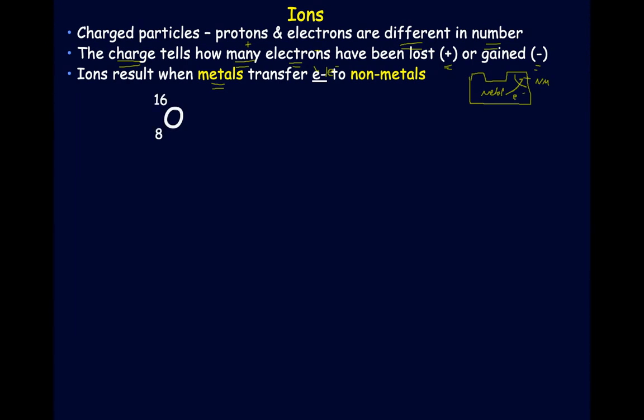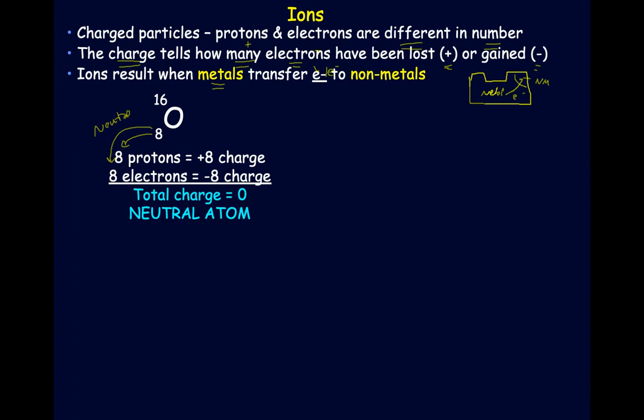So for example, let's just say I had the oxygen atom that has a 16 at the top, 8 at the bottom, and we're neutral. If that's the case, we know we have 8 protons, right? Because the 8 is the atomic number, which gives us an 8 charge. Well, we also have 8 electrons because in a neutral atom, you're neutral, right? That's important. So you have a neutral atom which gives you 0 charge.